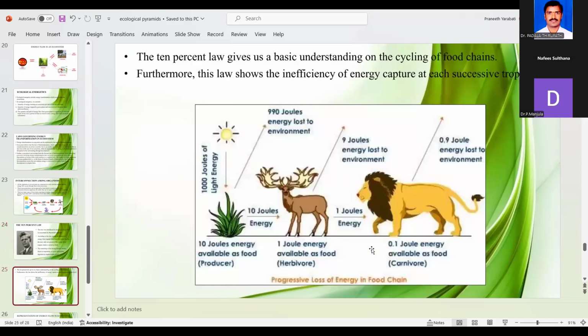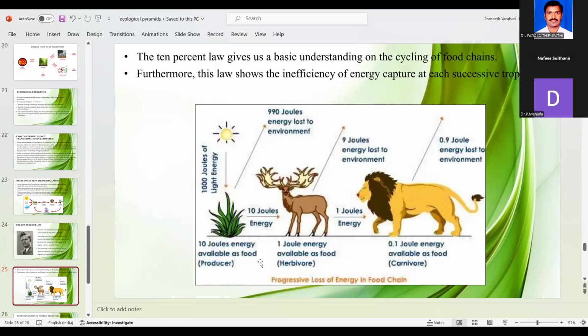According to this 10% law, at every transfer of energy, the organisms at each trophic level get only 10% of the energy, and the remaining amount is lost in the form of heat or other metabolic activities. For example, here from the sun, 1000 joules of light energy is absorbed by these producers. Here 10 joules of energy is available as food for producers, and the remaining 990 joules of energy is lost to the environment.